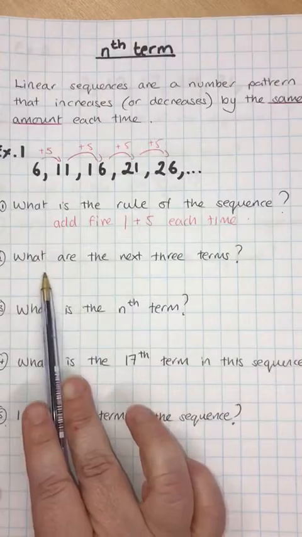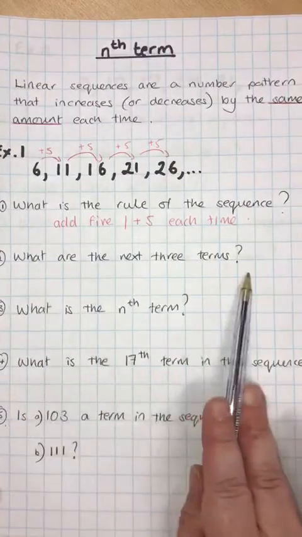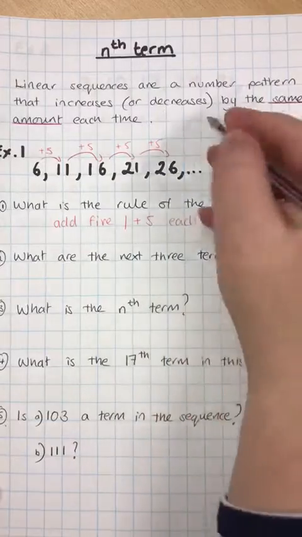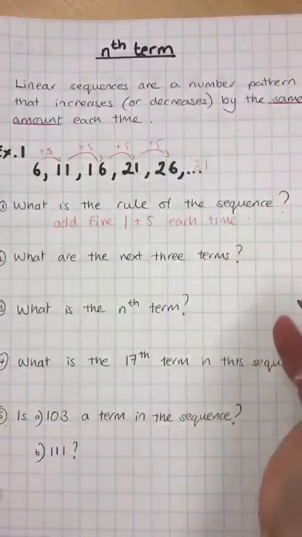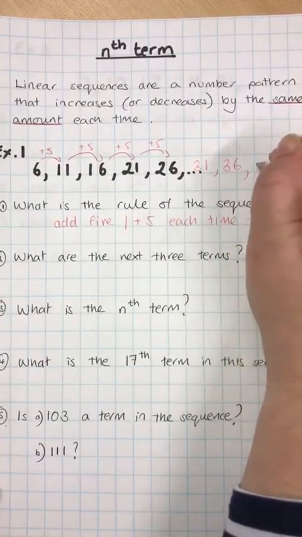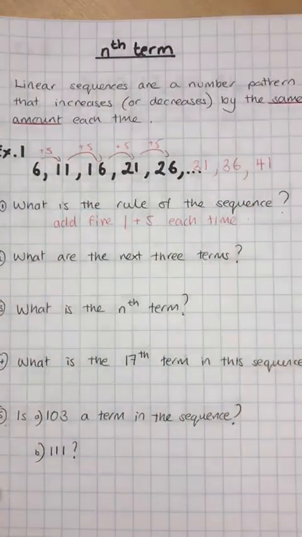The next type of question that we could be asked is, what are the next 3 terms? So 26 plus 5 would give me 31, 36 and 41.